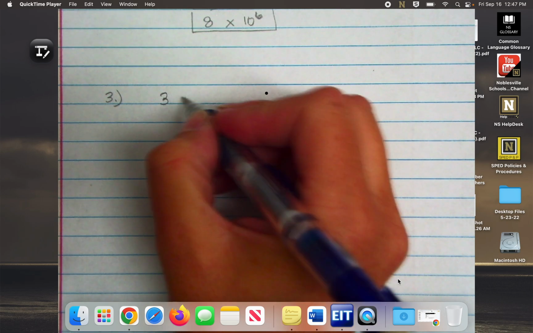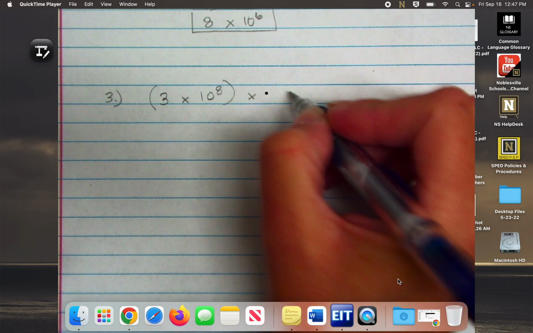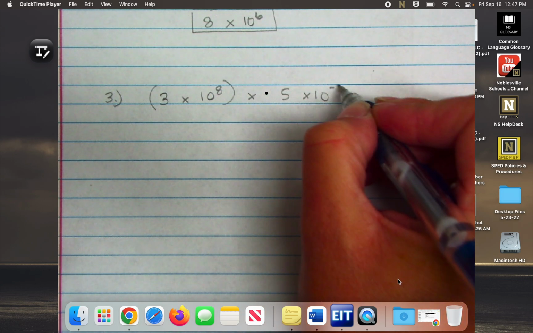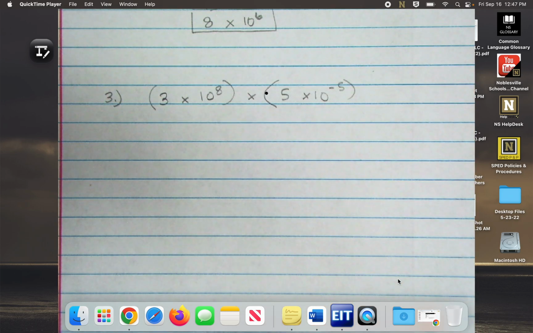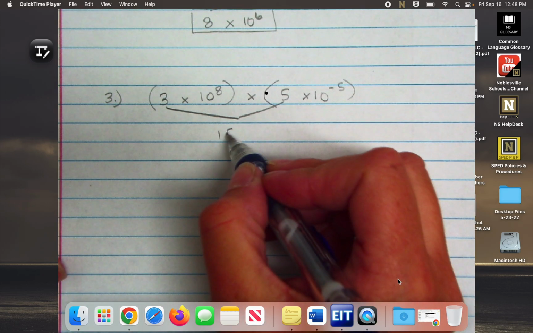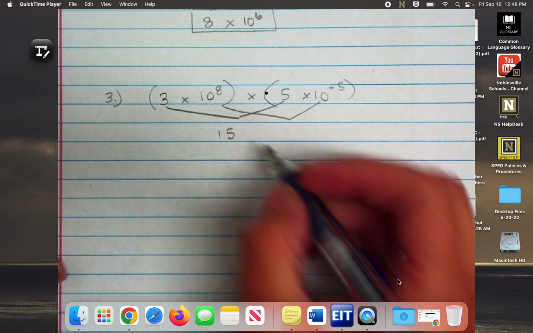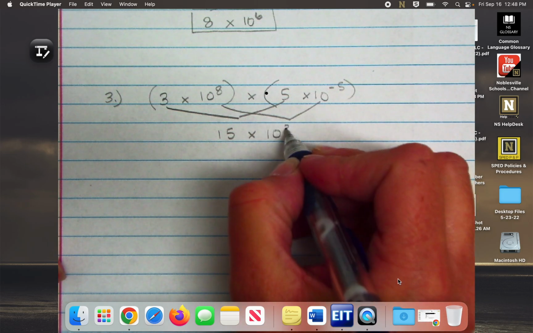All right, last example. This is where it's going to get a little bit confusing, but I think you guys can handle it. Three times 10 to the 8th power times 5 times 10 to the -5th power. So I'm going to do the exact same process. I'm going to get 3 times 5, and I get 15. 10 to the 8th times 10 to the -5th is going to give me 10 to the 3rd.